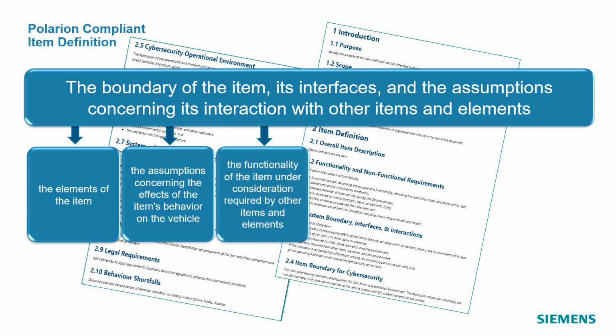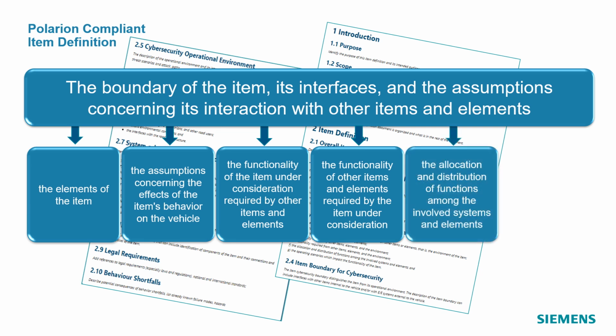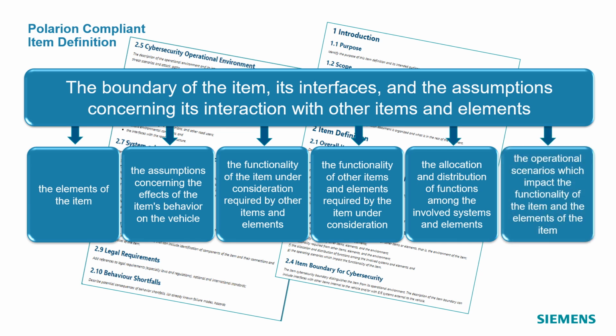the functionality of the item under consideration required by the other items and the elements, the functionality of the other items and elements required by the item under consideration, its allocation and distribution of functions among the involved systems and elements, and the operating scenarios which impact the functionality of the item and the elements of that item.